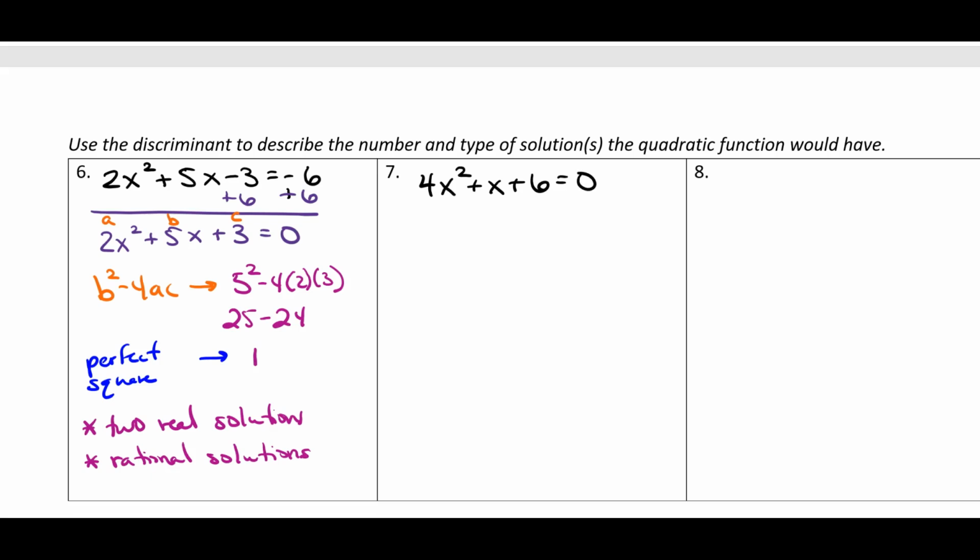All right, number 7, 4x squared plus x plus 6 equals 0. So again, the first thing I'm going to do, make sure it's in standard form. It is, and I'm going to use my discriminant, b squared minus 4ac. So again, that's the a. The b in this case is a 1, and 6 is c.